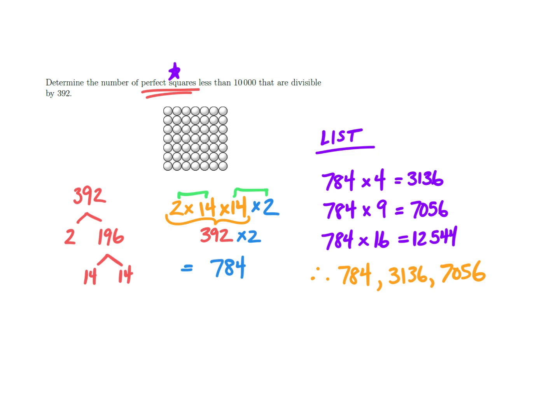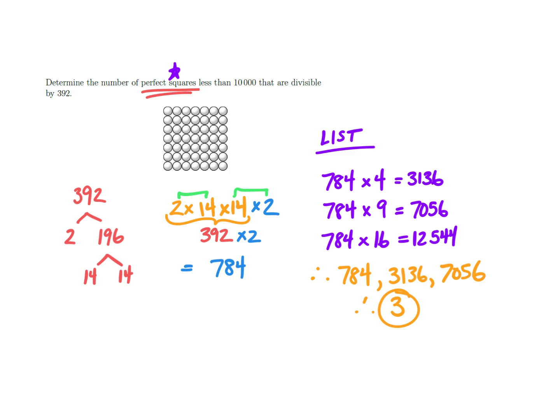Okay, now make a note, though, that the question said determine the number of perfect squares less than 10,000. It doesn't ask you to determine what they are. So I didn't really need to come up with that orange list, although it allows me to answer the question, therefore 3. I have 3 perfect squares less than 10,000 that are divisible by 392.